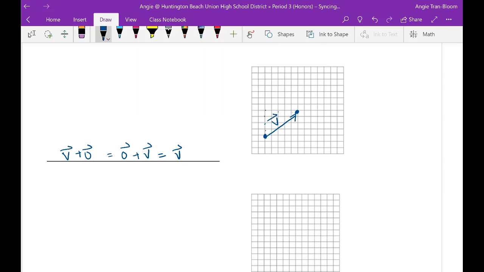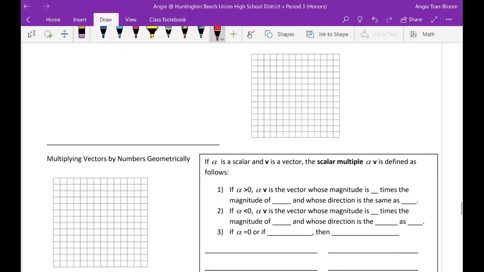What does it really mean to add the 0 vector? The 0 vector doesn't have any size, right? So adding the 0 vector is just a dot. If vector V is this length, vector 0 is a dot. It doesn't have any direction and it doesn't have a size. If you're adding nothing to vector V, then you just have vector V. Last one, here we go.